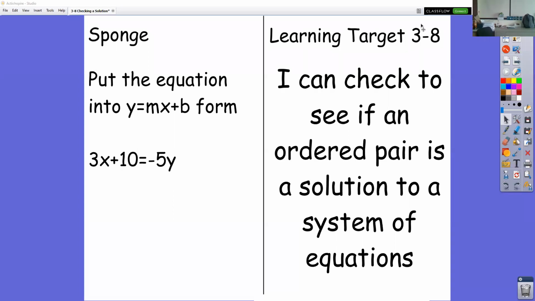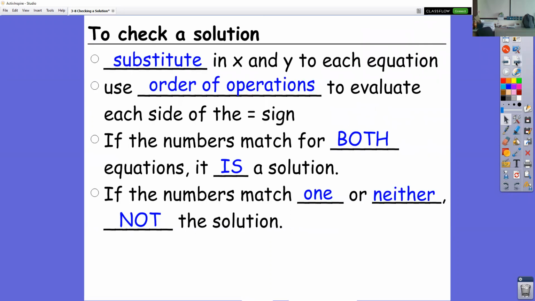Chapter 3, Lesson 8. I can check to see if an ordered pair is a solution to a system of equations. To check for a solution, you must substitute in for x and y to each of the equations. Use order of operations to evaluate each side of the equal sign. And then if the numbers match for both the equations, then it is a solution. If the numbers match only once or for neither of them, then it's not a solution.